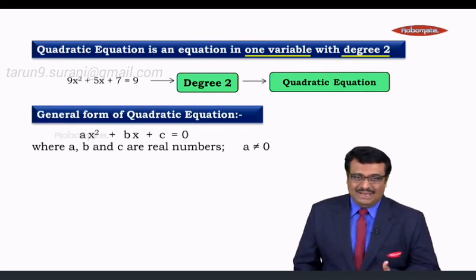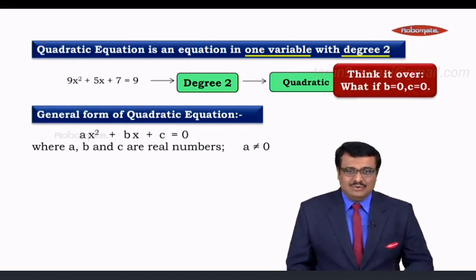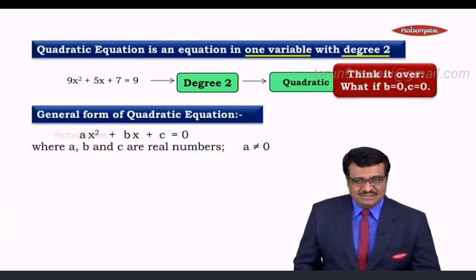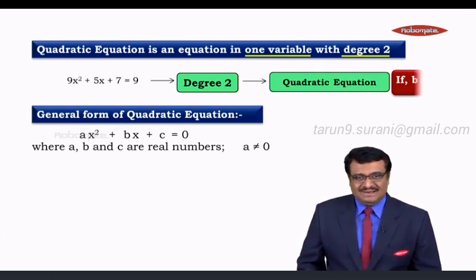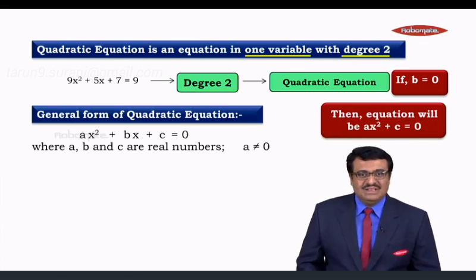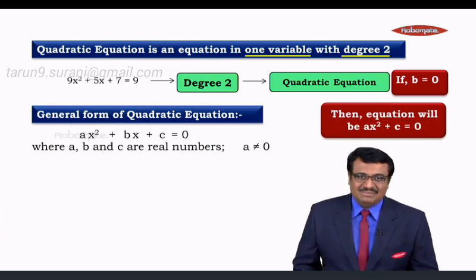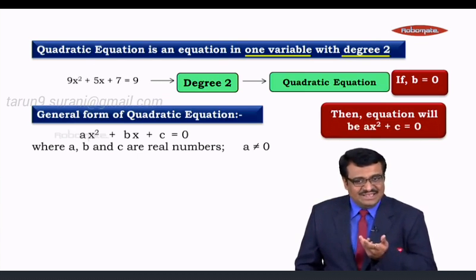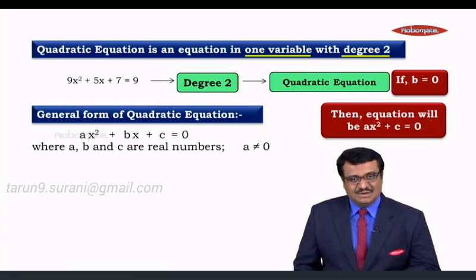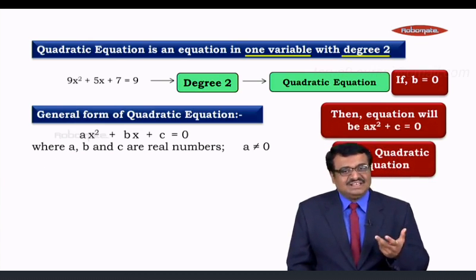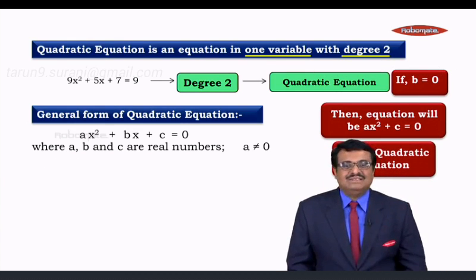If b is 0, what happens? Let us check. Think over. If b is 0 and c is also 0, what happens? What will you get? If b is equal to 0, the equation becomes ax square plus c is equal to 0. Can you see the highest index of the variable? Still 2. Since the highest index of the variable is 2, you can say the given equation is a quadratic equation.